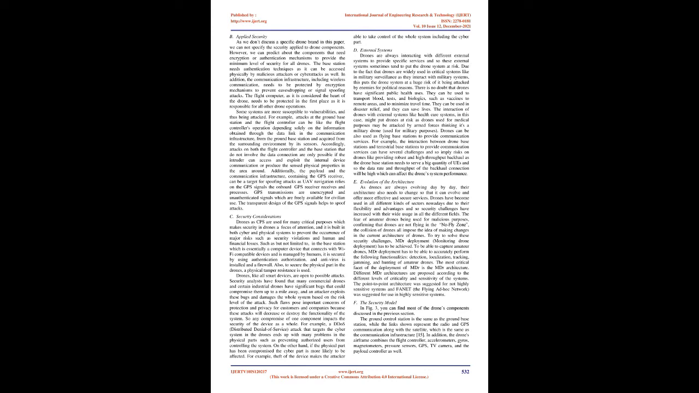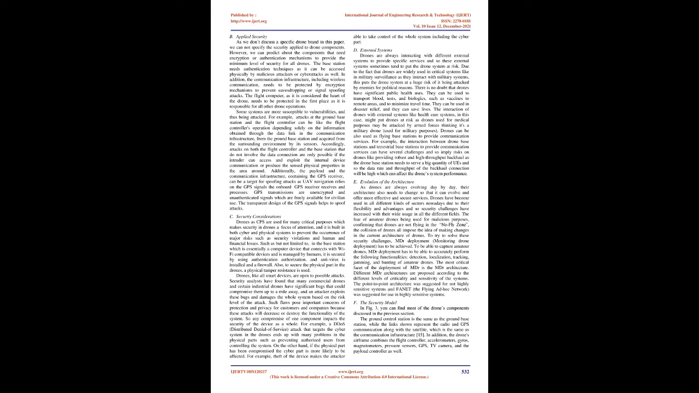Some systems are more susceptible to vulnerabilities, and thus to being attacked. For example, attacks on the ground base station and the flight controller: the flight controller's operation depends solely on the information obtained through the data link in the communication infrastructure, from the ground base station, and acquired from the surrounding environment by its sensors. Accordingly, attacks on both the flight controller and the base station that do not involve the data connection are only possible if the intruder can access and exploit the internal device communication or produce the sensed physical properties in the area around.